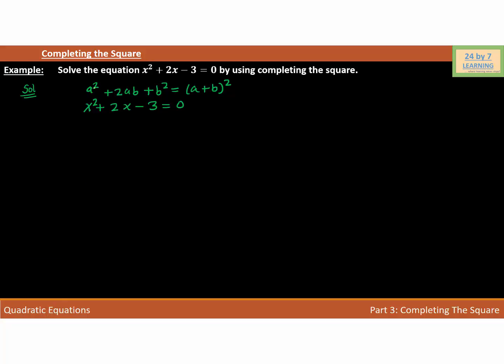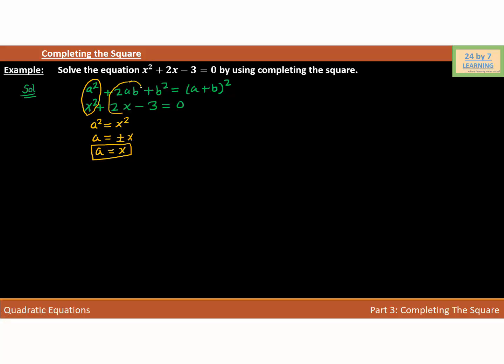So basically, I'm going to compare a square with x square, and if I compare, you can see a square is equal to x square, which simply means that a is plus minus x. But I'm just considering the value of a as positive, so I will take a equals x. So this is the value of a after comparing equation 1 and 2.